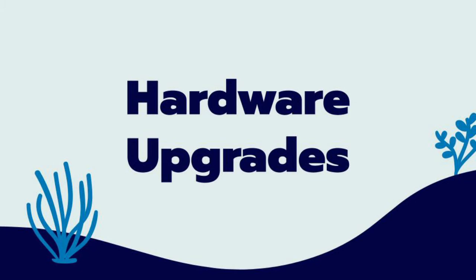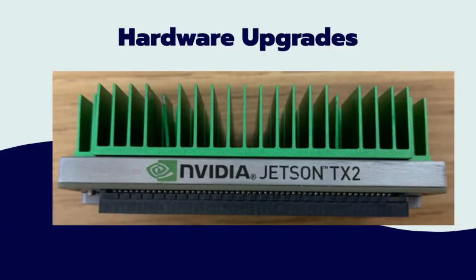My name is Maddie, and this summer I've been working to improve the performance of FishSense by upgrading the system hardware. We have decided to upgrade the system processor from a Raspberry Pi to the NVIDIA Jetson TX2. Upgrading the processor will allow us to process images at a higher frame rate and in real time.